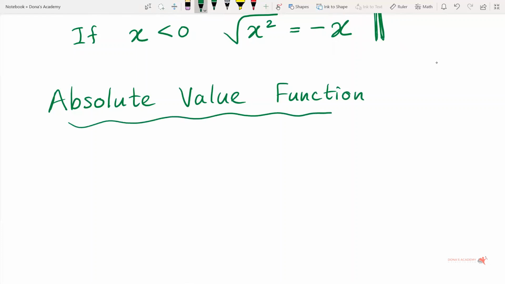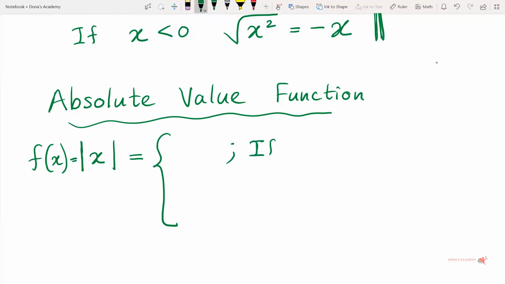The absolute value function is represented by f(x) equals two vertical lines with x in between. This is the notation for the absolute value function. And how do we define it? If x is greater than or equal to 0, then it is just x. If x is less than 0, it is negative x, because this always represents a positive value.